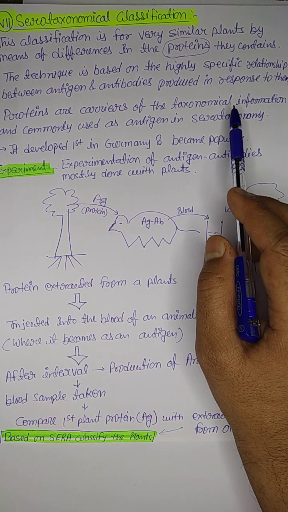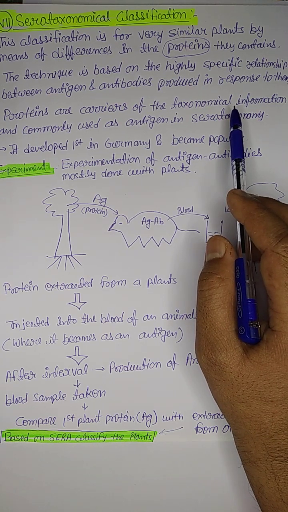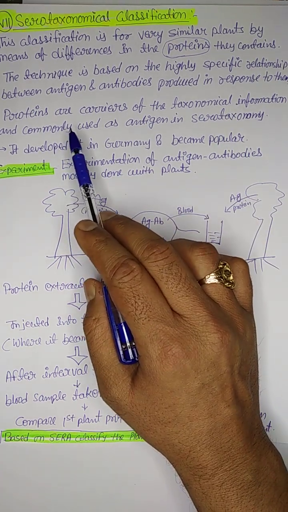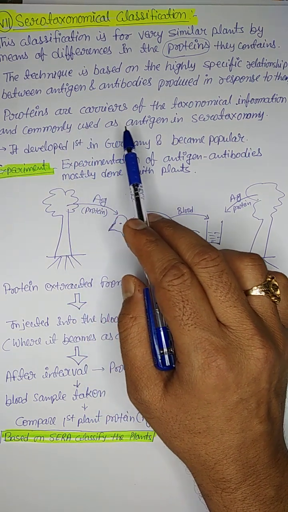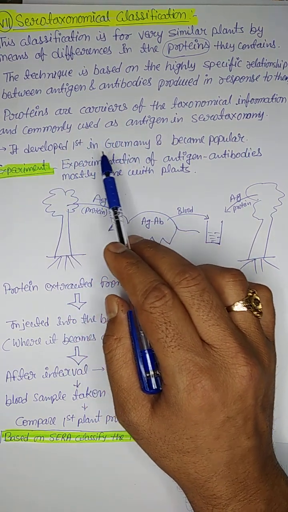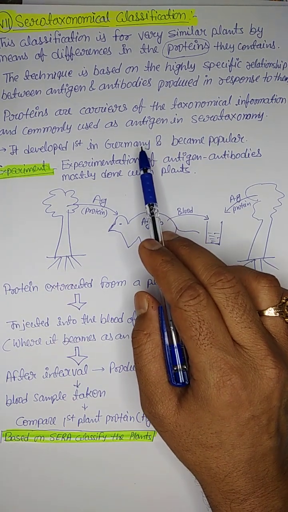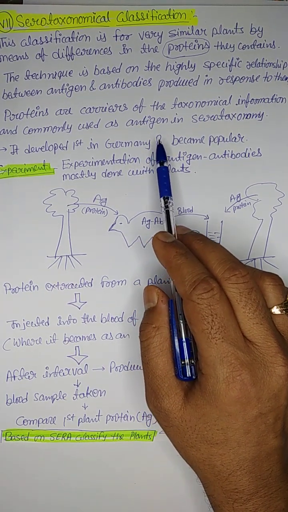So in plants, protein is the carrier, meaning the transporter, of the taxonomical information. There are so many factors, like the arrangement of the leaf, the arrangement of the fruits, the style of the fruit, and biosynthetic factors. But protein is the basic unit which will give the information about the particular plant. It developed first in Germany and became popular there. Later on, other countries also started using this system of classification.